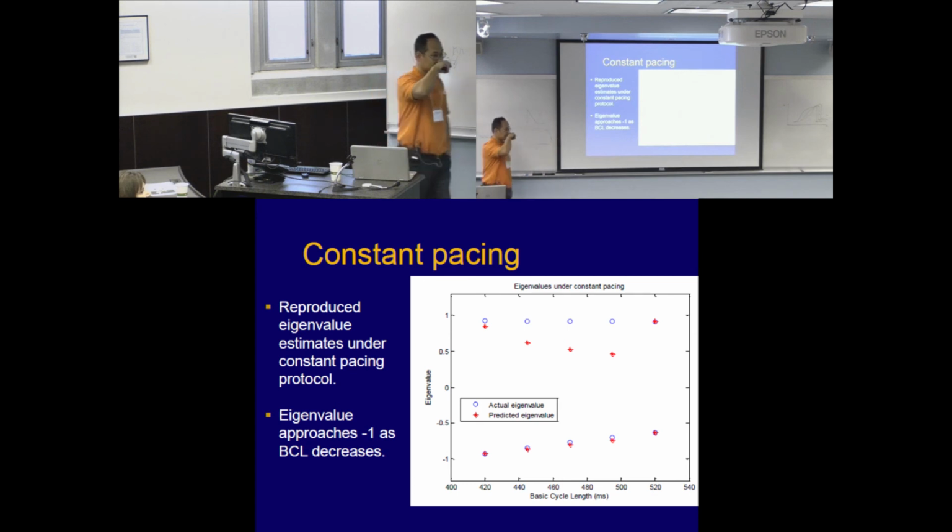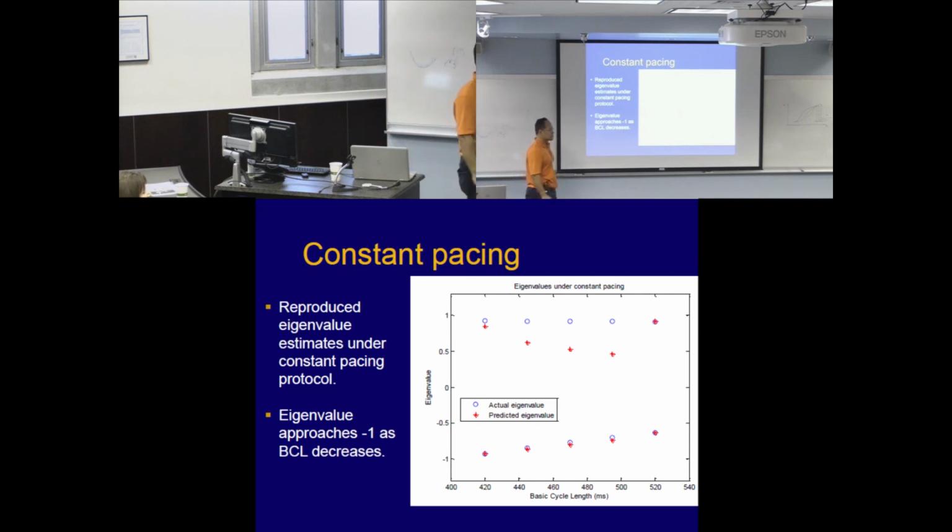Explain actually how you're estimating this, because if you just use constant pacing and you are in one regime, basically you're just going to see that all your state vectors are identical.